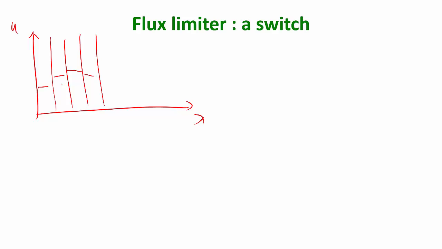at what locations? Extrema, when the local solution is at the maximum or the minimum. So when the solution here is higher than both of its neighbors or lower than both of its neighbors, the extrapolation should be turned off. That is why we introduce the limiter phi as a function of r, where r is the ratio between the two neighboring differences. It's a ratio between u_{i+1} minus u_i and u_i minus u_{i-1}.